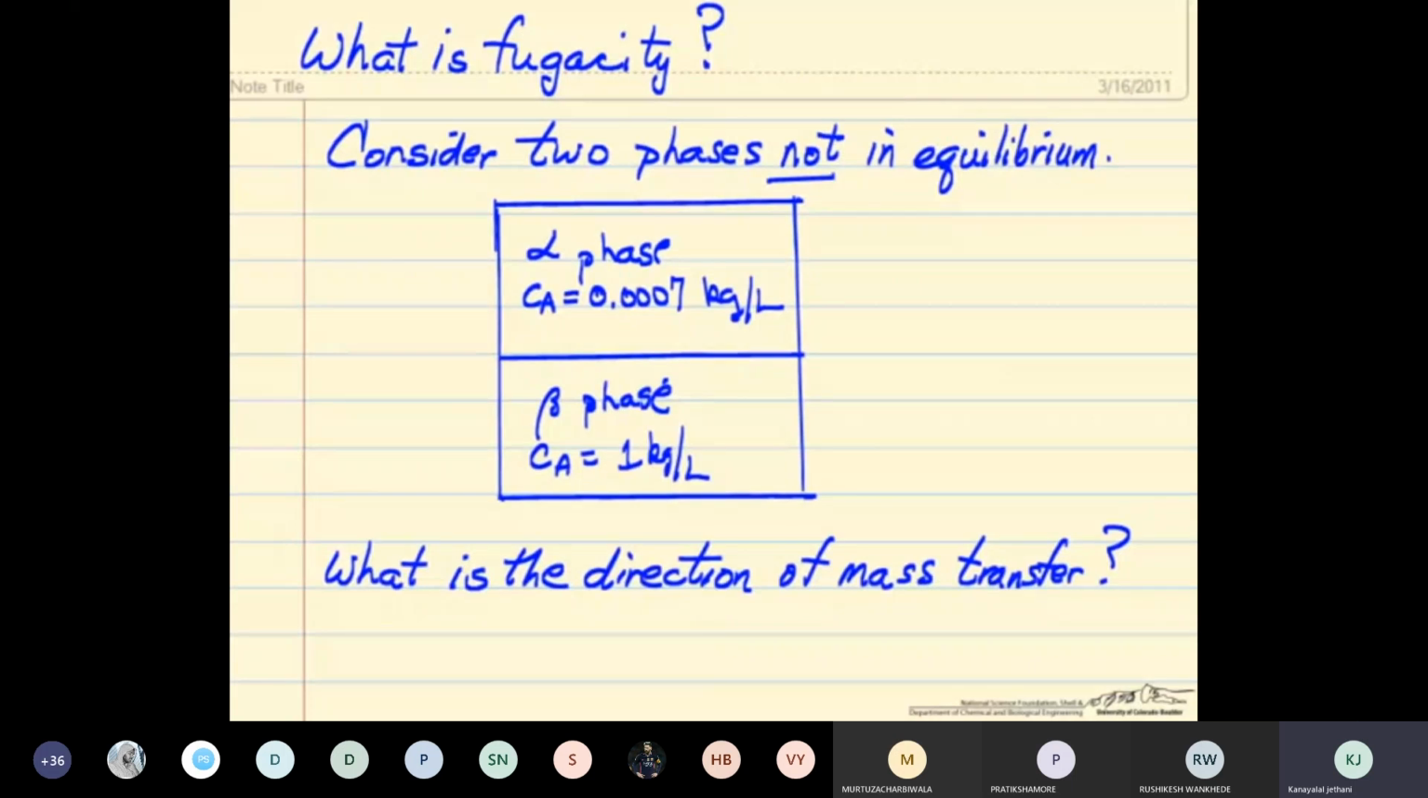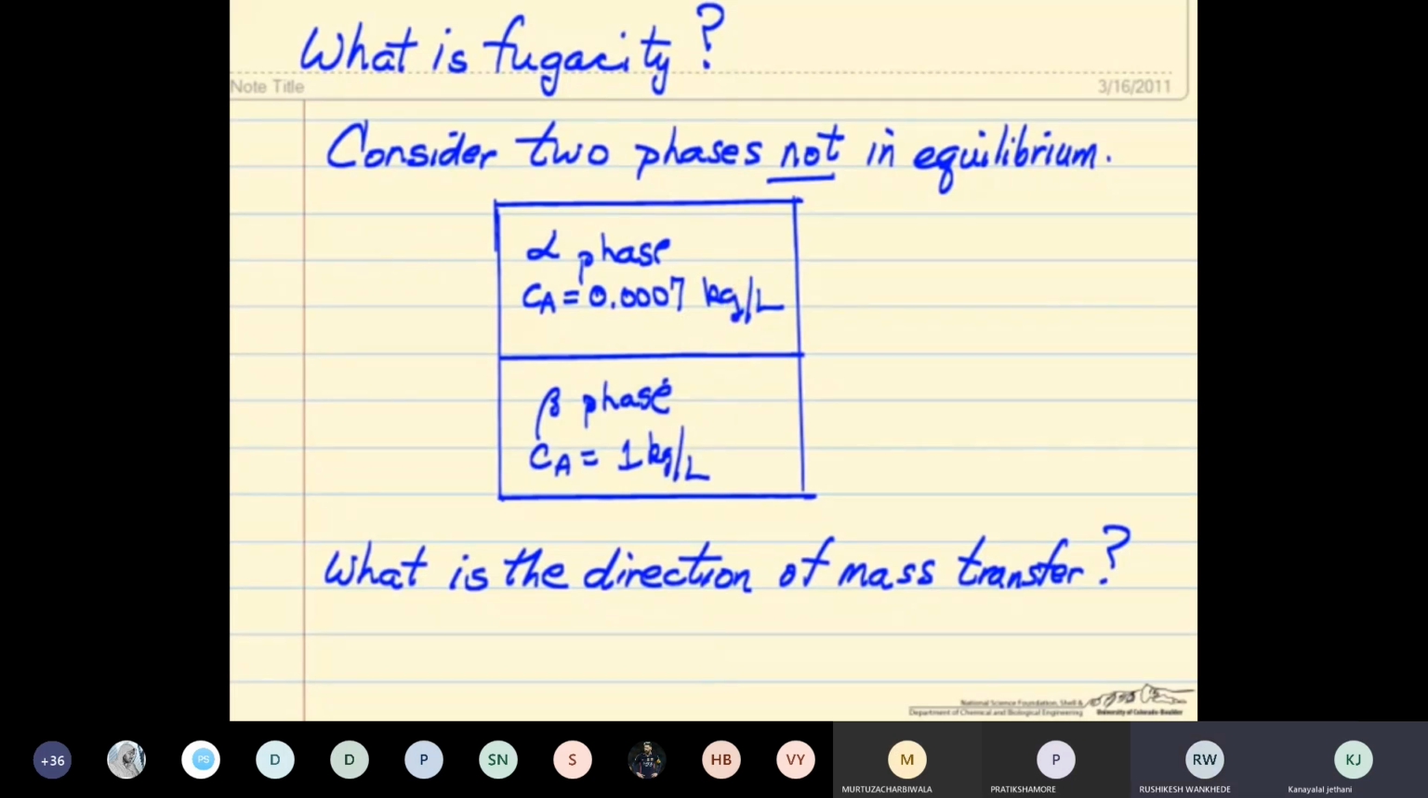And initially, these phases are not in equilibrium. And the question is, which direction does component A move? What's the direction of mass transfer to get to equilibrium? We're always looking at how systems approach equilibrium. And in this case, we might look and say, well, a very high concentration of A in this phase, we might expect mass transfer to go to the lower concentration.